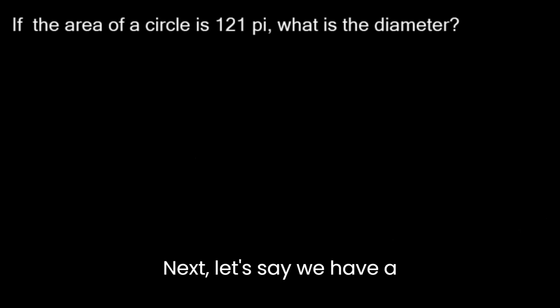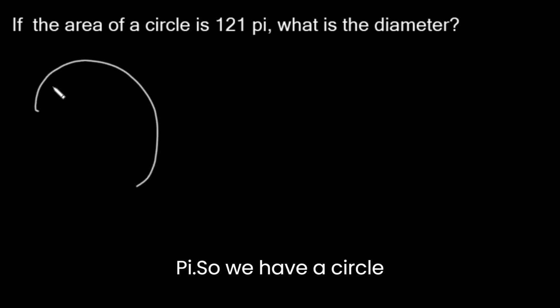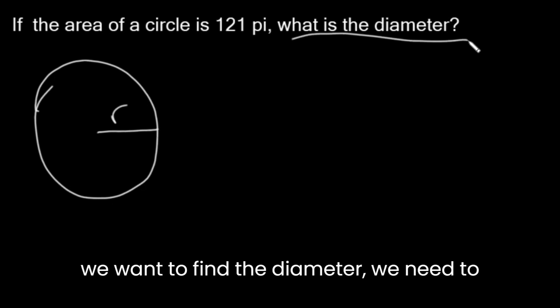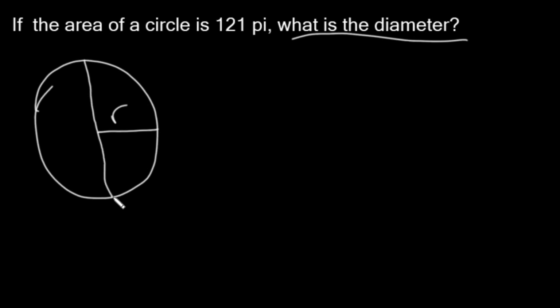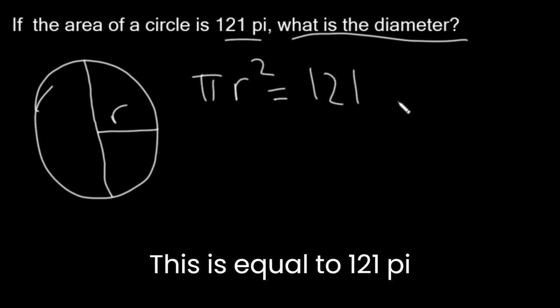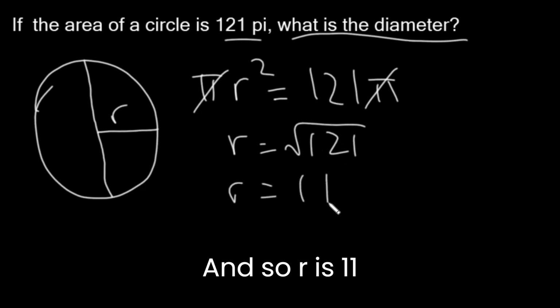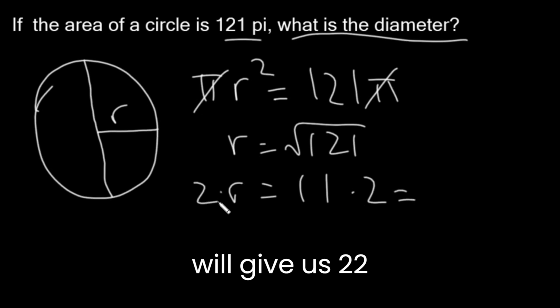Next, let's say we have a circle with area of 121 pi. So we have a circle, and we'll say this is the radius, and we want to find the diameter. We need to know that the diameter is 2 times the radius. And so if it's 121 pi, the area formula is pi r squared. This is equal to 121 pi, so the pi's get cancelled. And so r is square root of 121, and so r is 11. The diameter will be 2 times r, so multiplying this by 2 will give us 22.